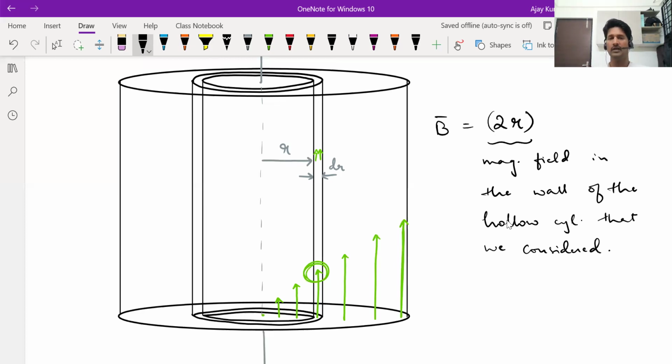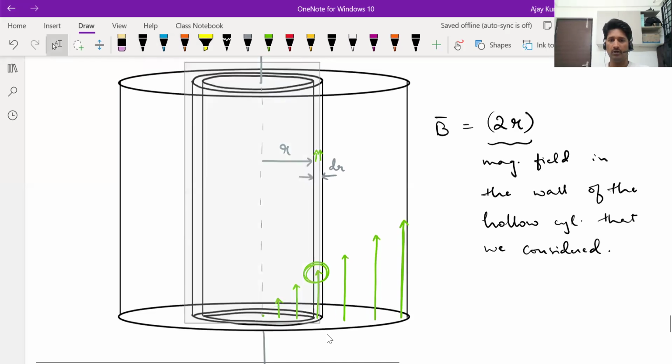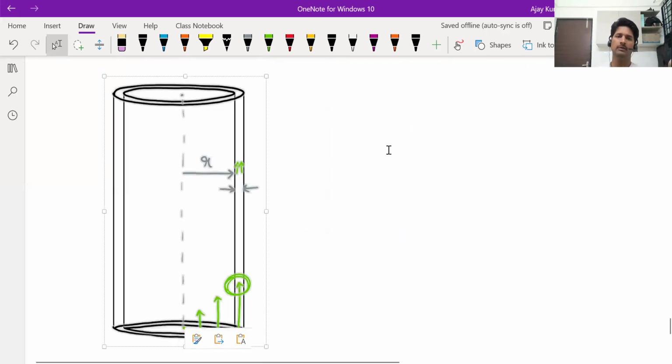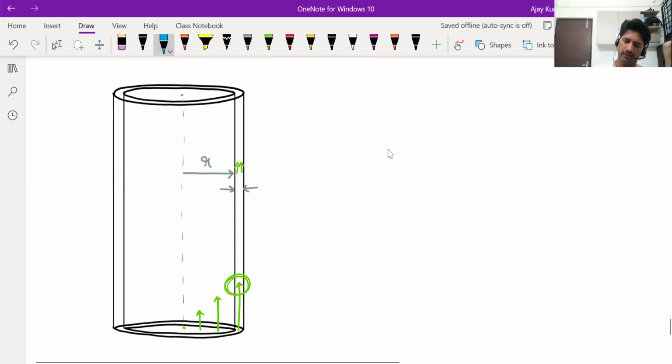Now we have to derive an expression for the volume in the wall of that hollow cylinder, because this uniform magnetic field will be present in that volume. So we have to derive an expression for this volume now. Any idea how to express that volume? It's a hollow cylinder whose thickness is dr, radius is r. How to write the volume in that thickness?